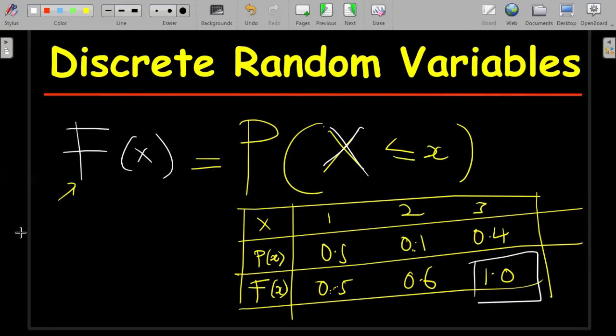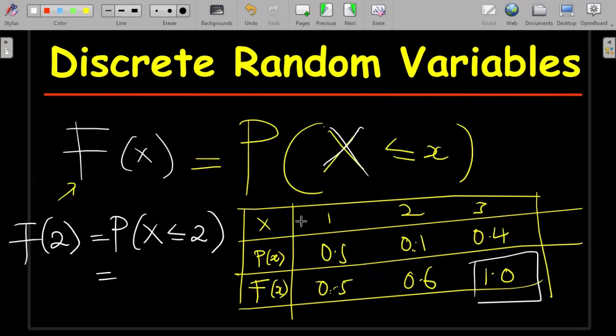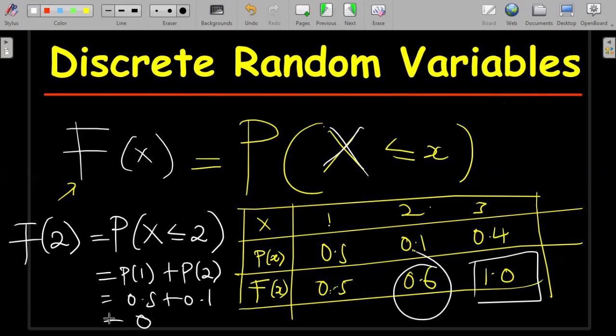So for example, here, if they told you to find F(2), F(2) will simply be the probability that x is less than or equal to what? 2. So how many random variables here are less than or equal to 2? We see there's 1 and 2. So this is the same as the probability of 1 plus the probability of 2. When we add them, it's 0.5 plus 0.1. That is this 0.6 that we got there. So that's how we are going to be finding the cumulative distribution function, or the cumulative probability.